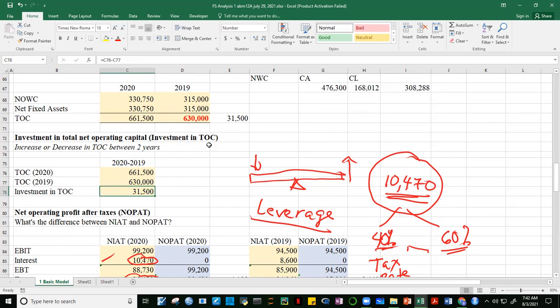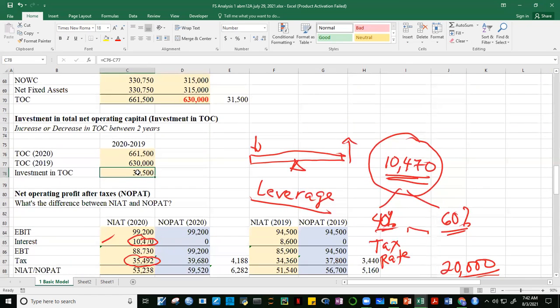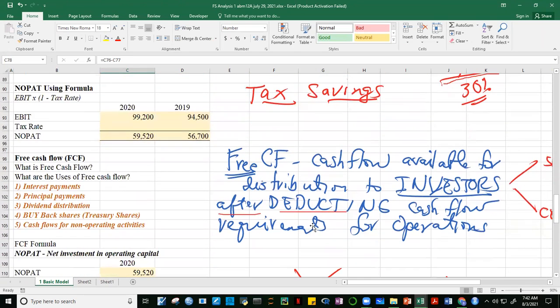The difference is called the investment in TOC. We will need this, guys, for your free cash flow, because this is what we call the cash flow requirements for operations.